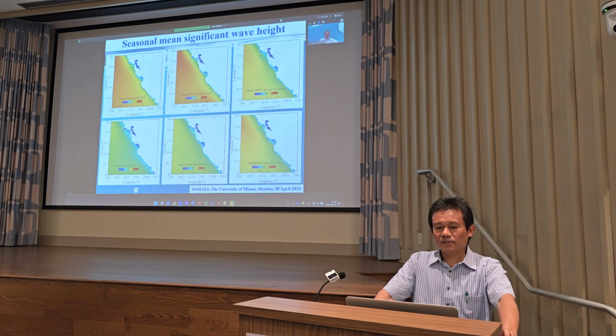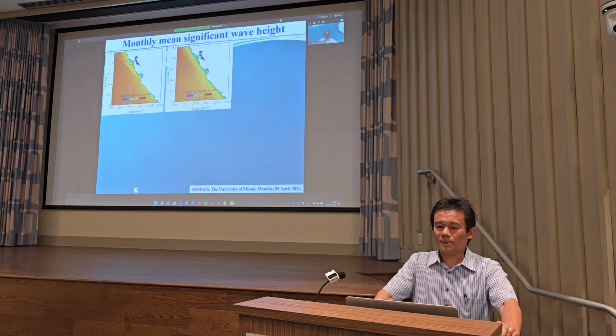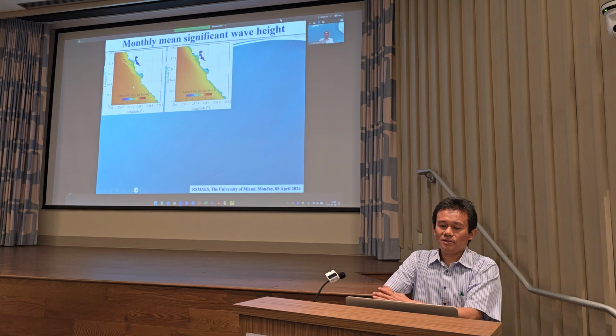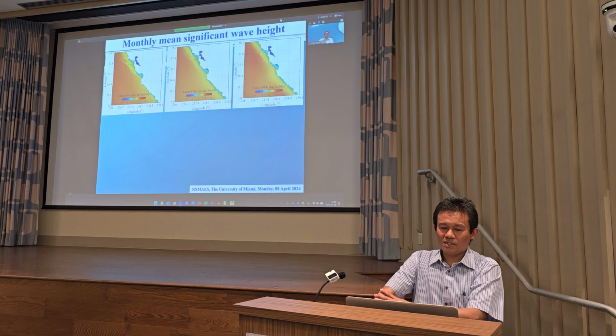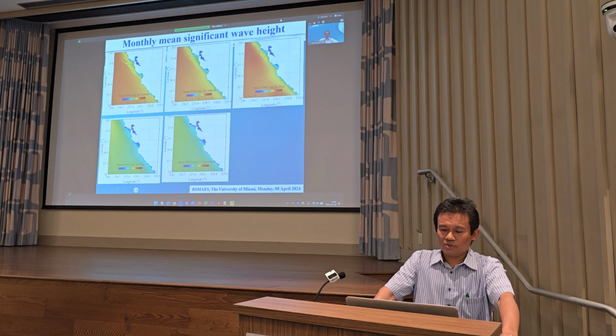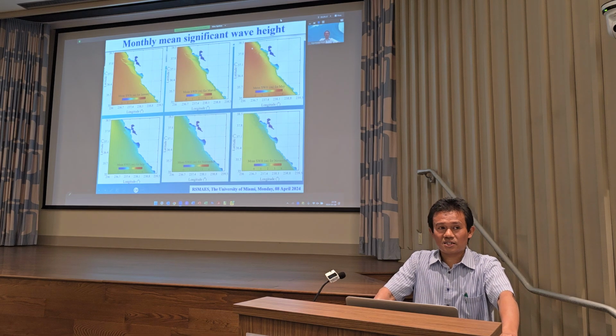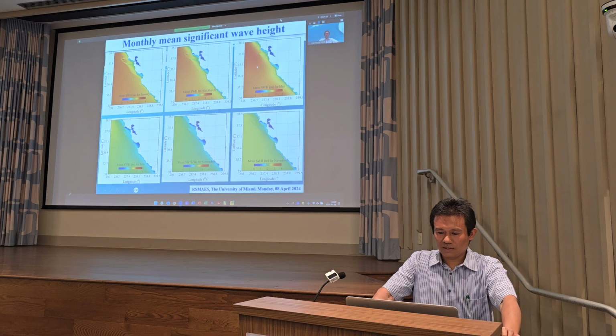And then we look at the monthly mean. We started from January until December, but for simplicity we only take January, March, and May, and you can see that in May it is very high. Well, July until September is quite calm. So that's the mean significant wave heights.